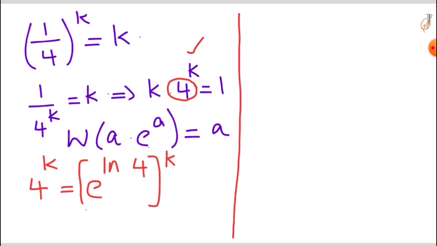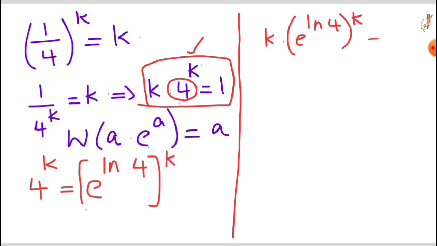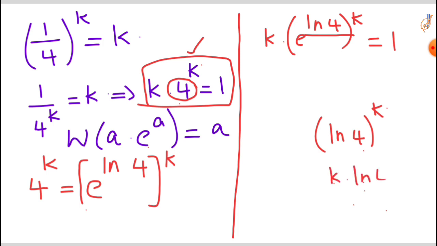So let's write this term as k times 4 power k, which is e power ln 4 power k, that is equal to 1. Now observe this ln 4 whole power k. It is in the form of ln a power m. We can write this as m times, that is k times ln 4. So this we can write as k times ln 4.